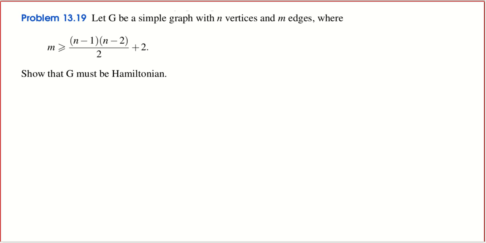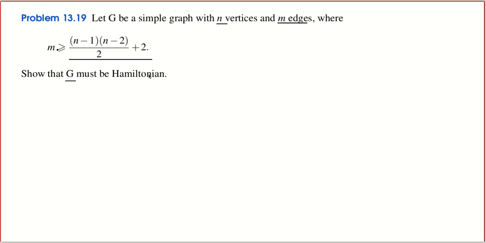Okay, what we have to do in this exercise is you have a simple graph, G, which has n vertices and m edges. And this number of edges is bounded from below by this number here. So it is at least this number of edges, which is pretty large, by the way. Well, we have to show that in this condition, G must be a Hamiltonian graph.